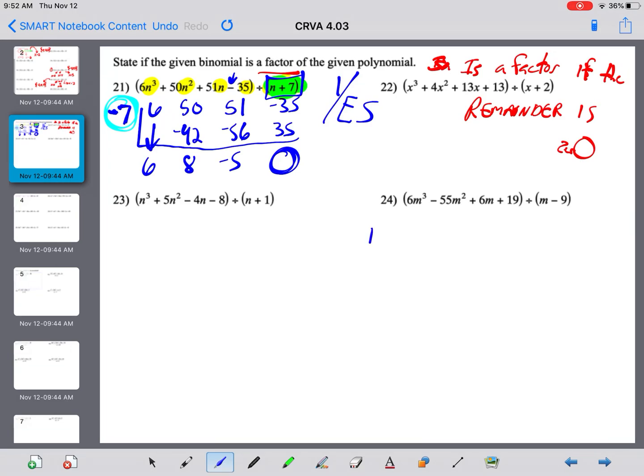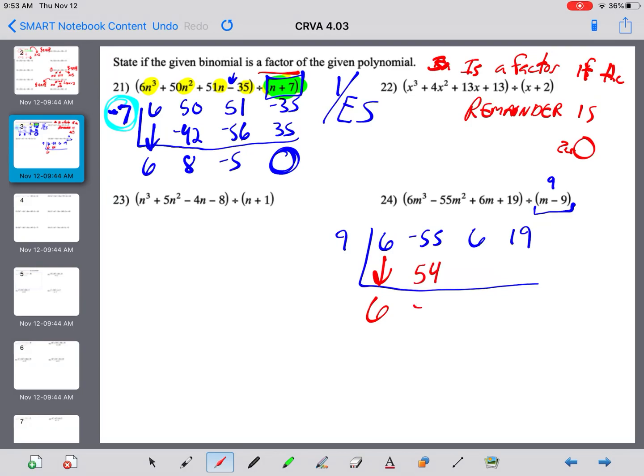Let's try number 24. What makes this factor equal... I shouldn't use the word factor yet. What makes that potential factor equal 0? 9. So 9 is what I'm running through. Bring down your coefficients. Make sure you're not missing any terms. We are not, so we are good to go. Remember, if you're missing a term, put a 0 in place of that missing coefficient. Drop down your multiplier. Drop down your leading coefficient, then multiply. 54. Add.